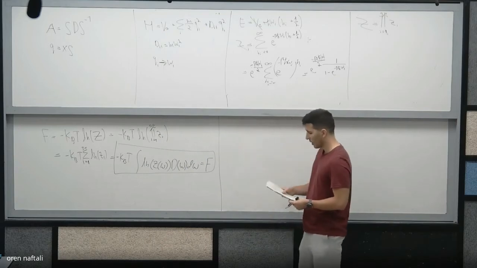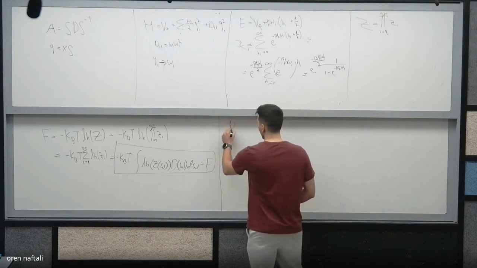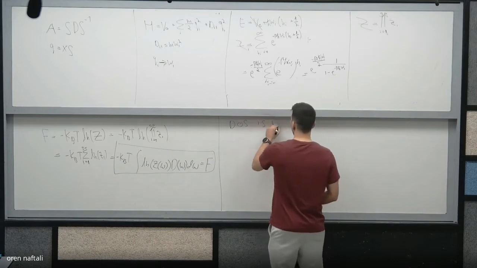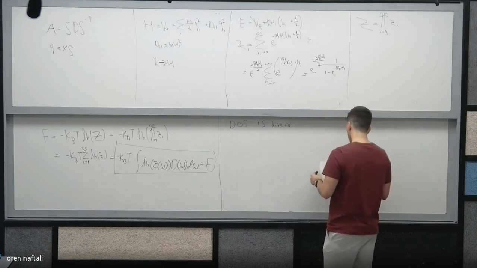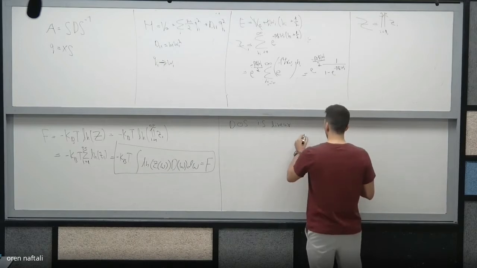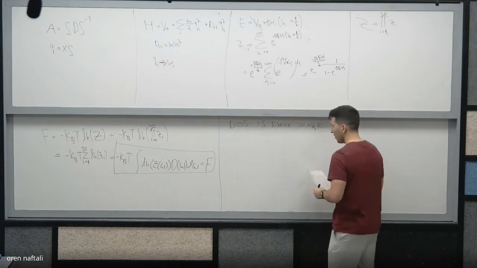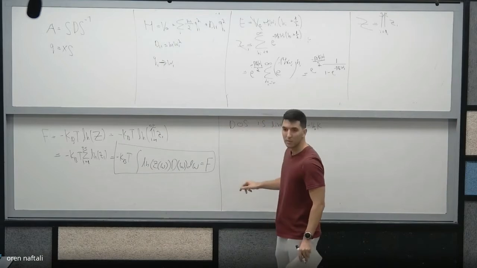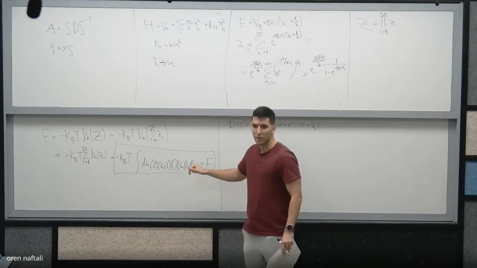In the Debye model, we are assuming several assumptions. The density of states is linear. This is the density of states.